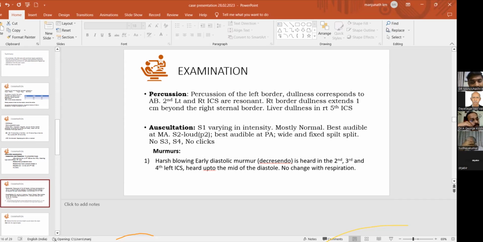Now, what is the implication of having two components of the second heart sound in congenital heart disease? That means there are two semilunar valves. Yes, sir. Can you think of a condition where there is only one semilunar valve? Sir, truncus. So you can rule it out. Yes, sir.